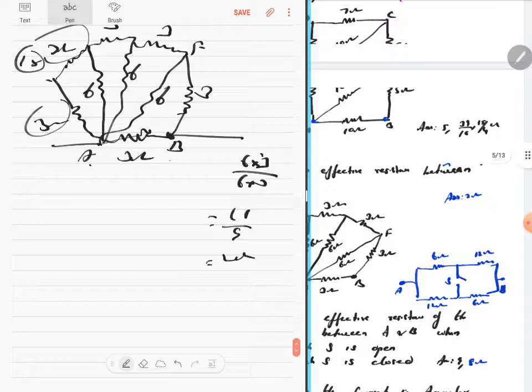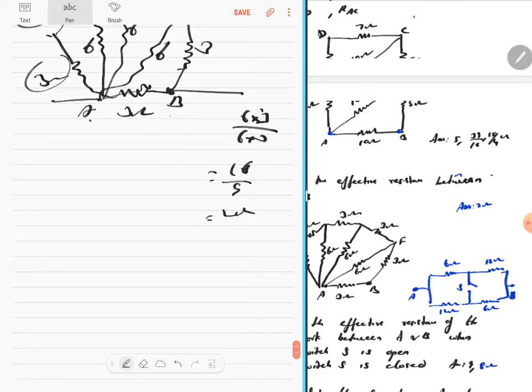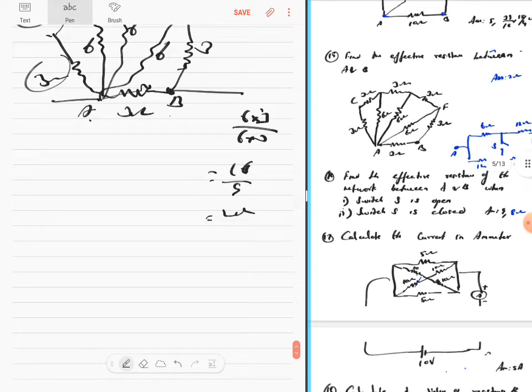Where is it? Above written what? 2 ohms. Correct. Okay. So are you clear? So let's go to the next question, which is the 16th question.